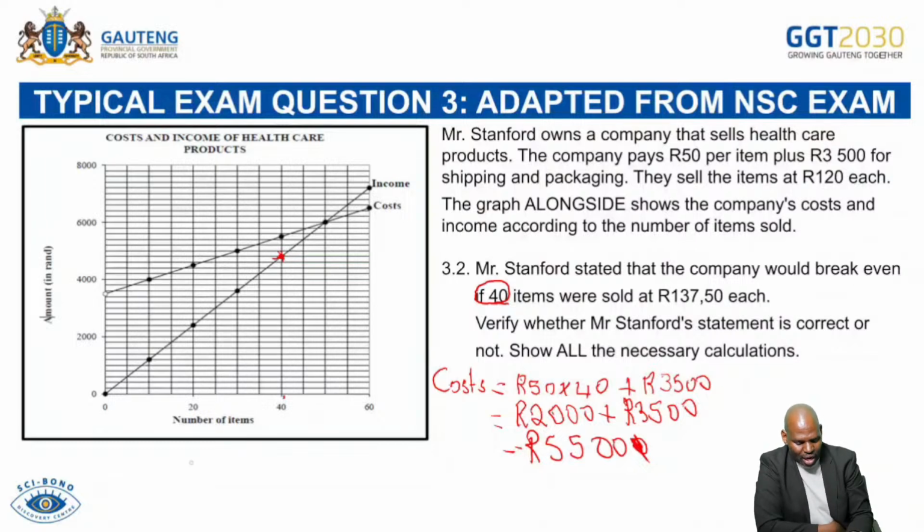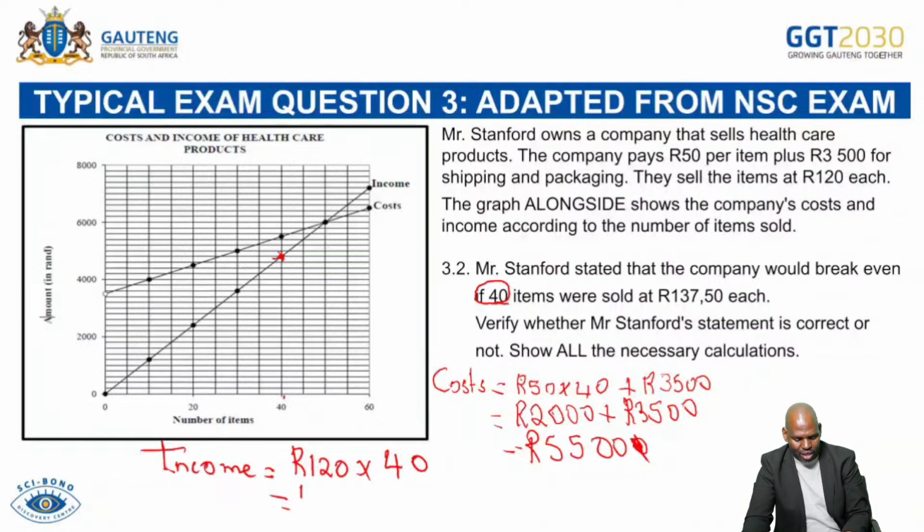And then what about the income? Income is, I take 120 Rand multiplied by 40. If I take my calculator, 120 multiplied by 40, and then I get 4,800. No, I made a mistake there.